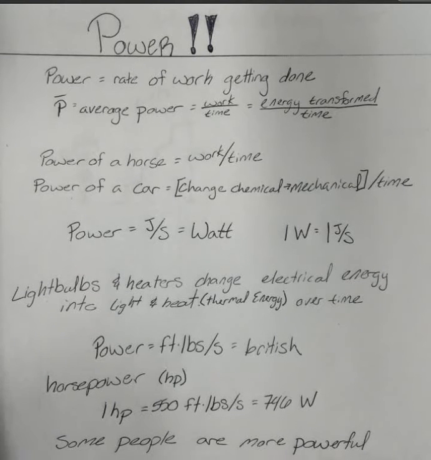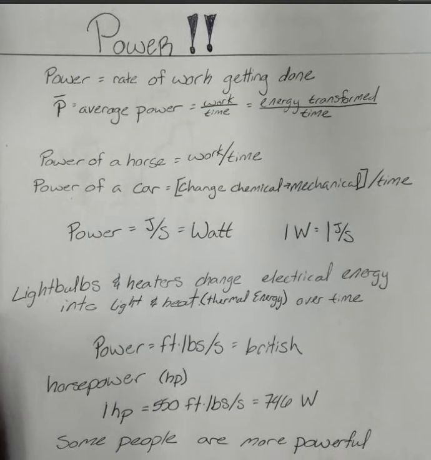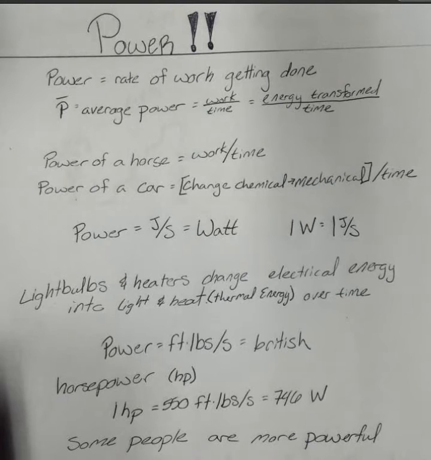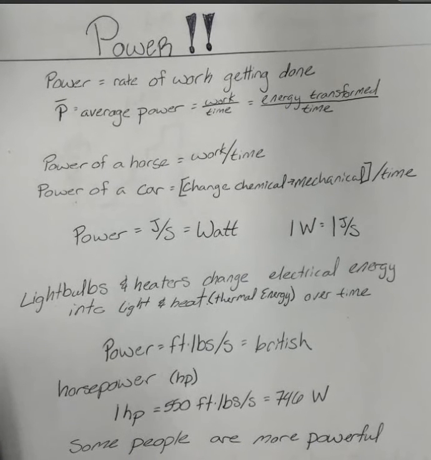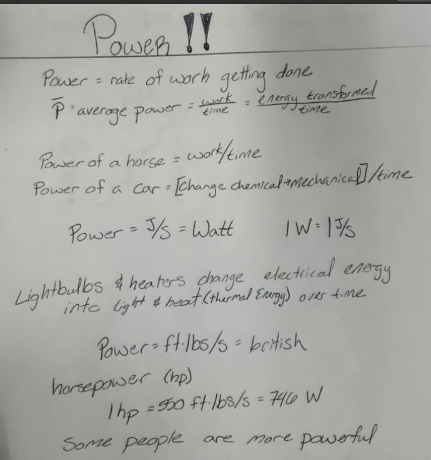Our last topic for this unit is power. And power is probably the most intuitive of all of our concepts once you understand its definition. Power is the rate of work getting done. So if you are getting more work done, you are more powerful. If you're getting less work done, you're less powerful. And again, that's compared by a rate. So that means that the average power can be calculated as work divided by time.